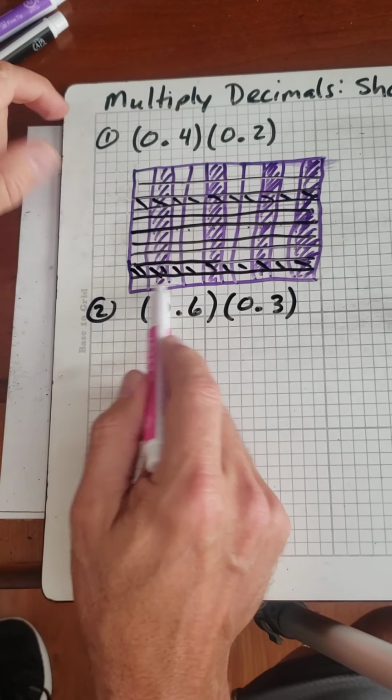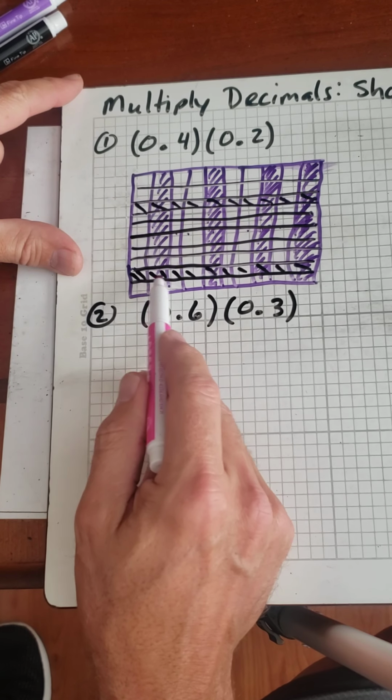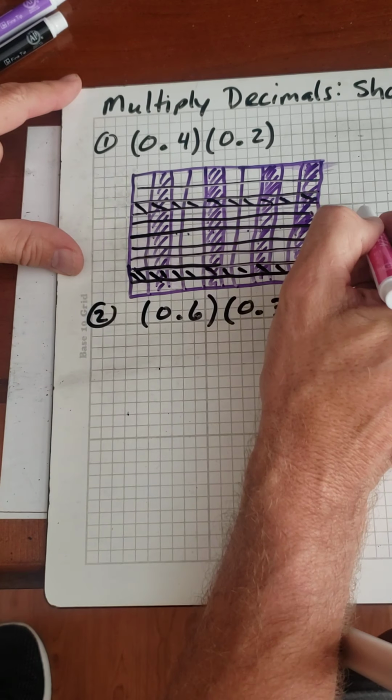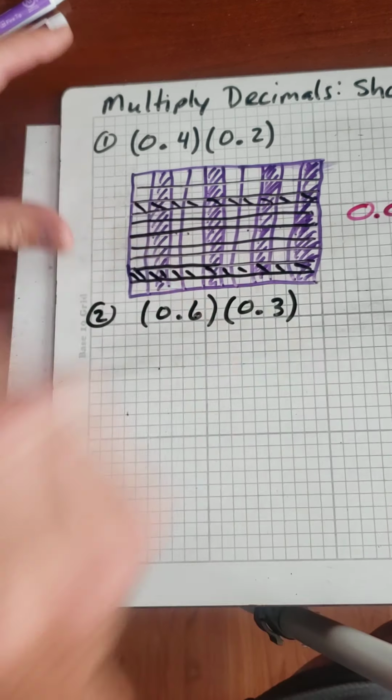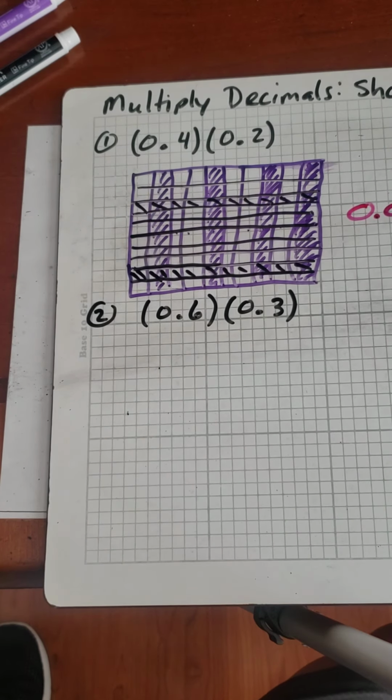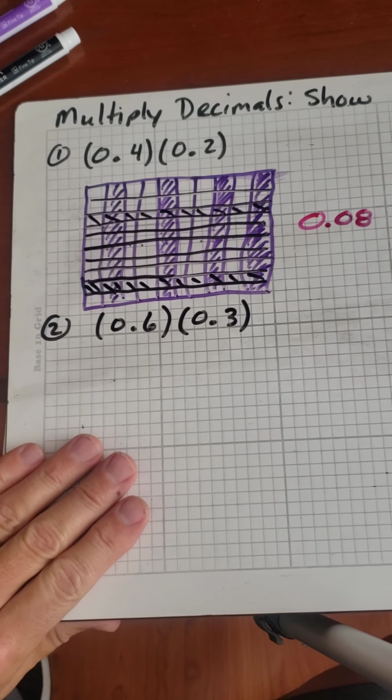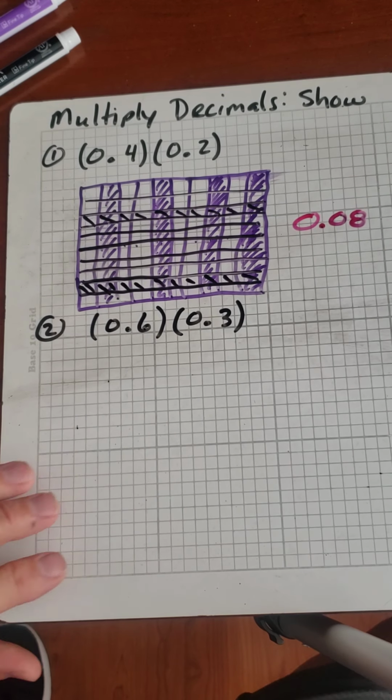And then we have to think about what size is this. So these are not tenths because they're the small ones. So that's going to be 0.08 or 8 hundredths, oops, on the board there, is the answer. So 8 hundredths is the answer.